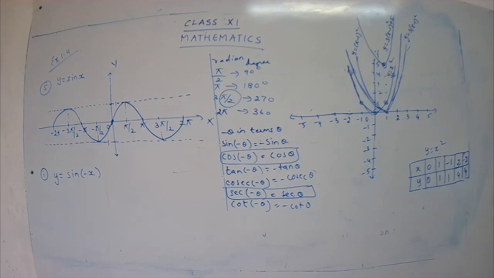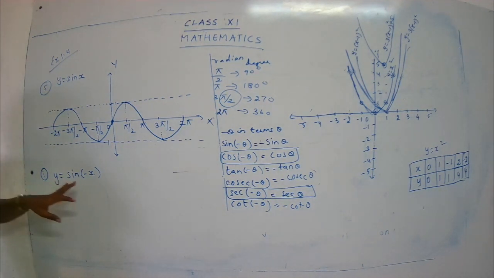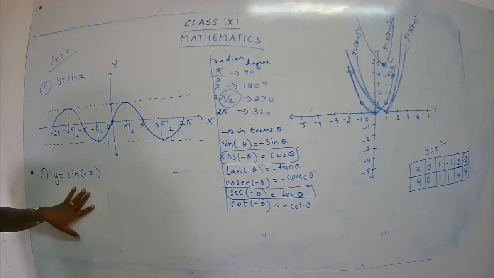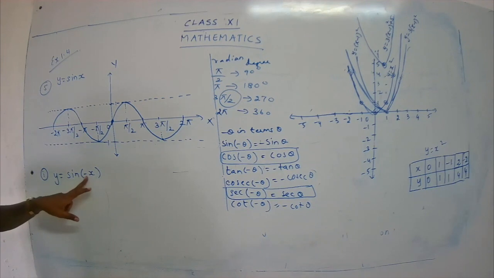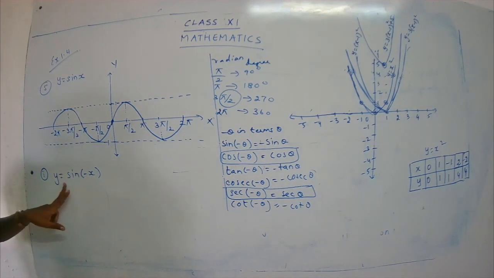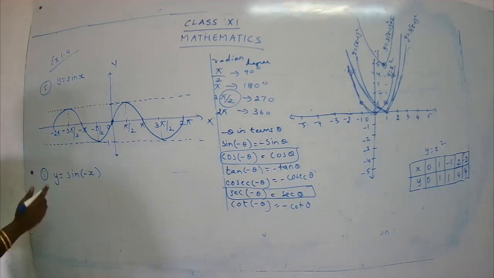Let's start with the first subpart now. Before we start with the graph, let us change this function in terms of theta. We have a minus theta over here, so let's try to write it down in terms of theta.